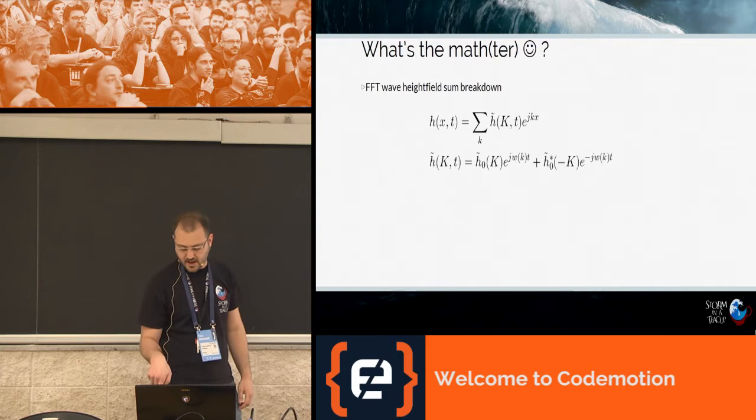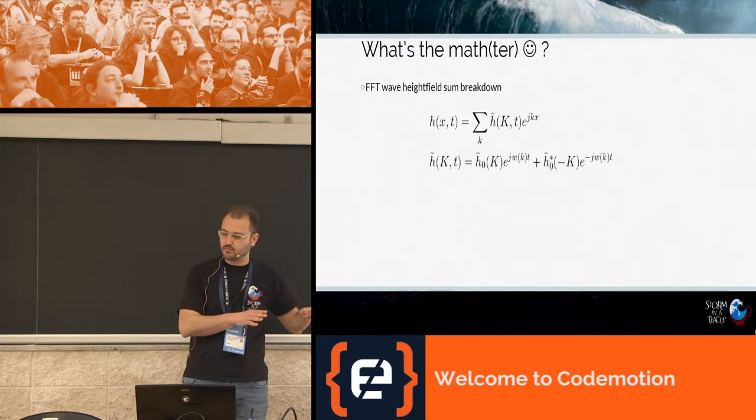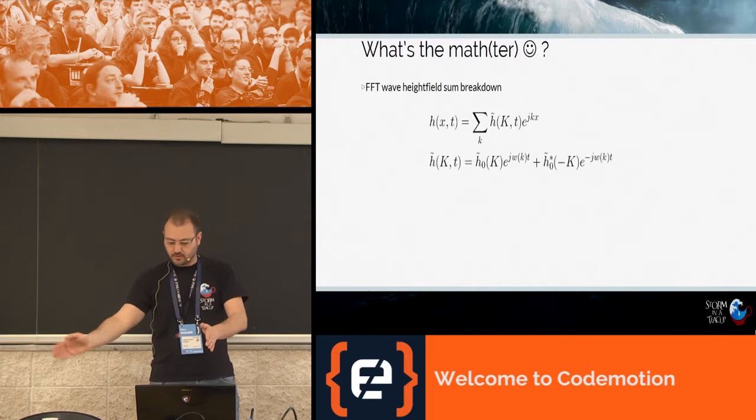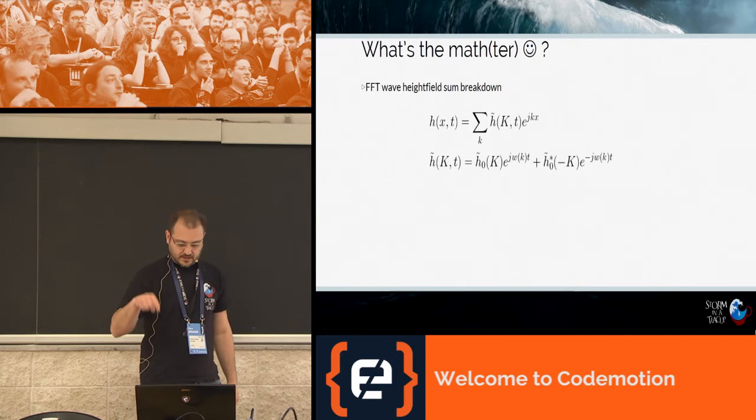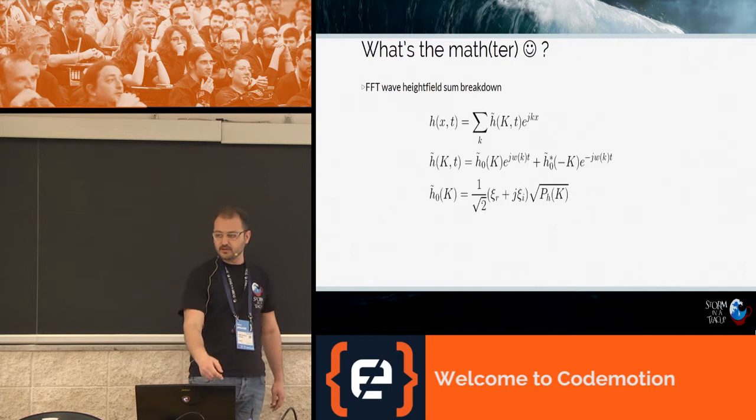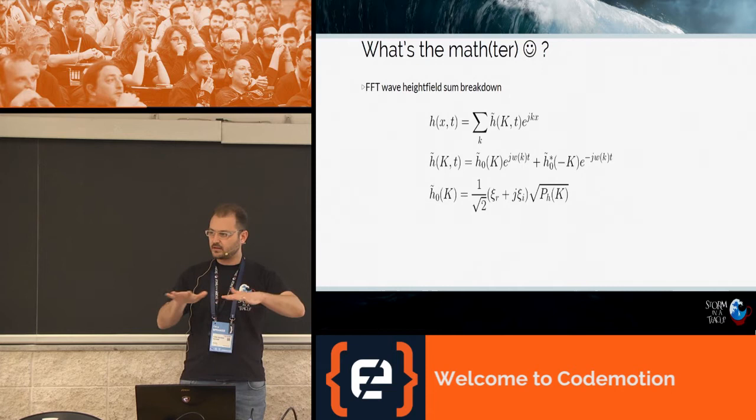Because we want to represent not just waves that go in one direction, but breaking waves as well. So if we don't put that term there, we won't have this behavior. Times e to the minus jωt. So h0 is basically the frequency spectrum at time equal zero, the initial state of the wave field, which is expressed like this.